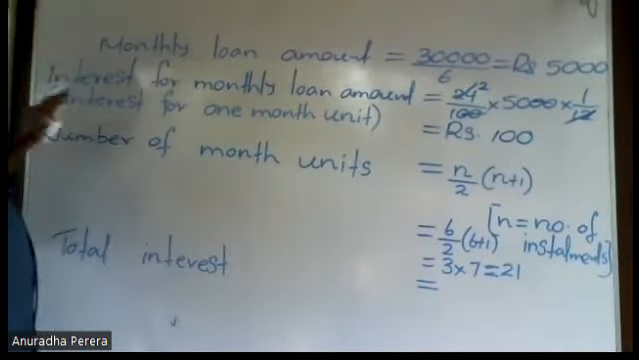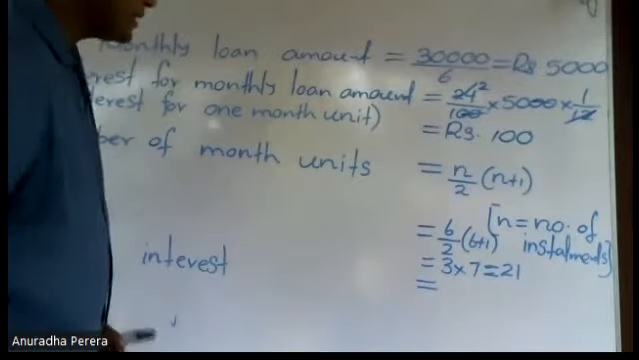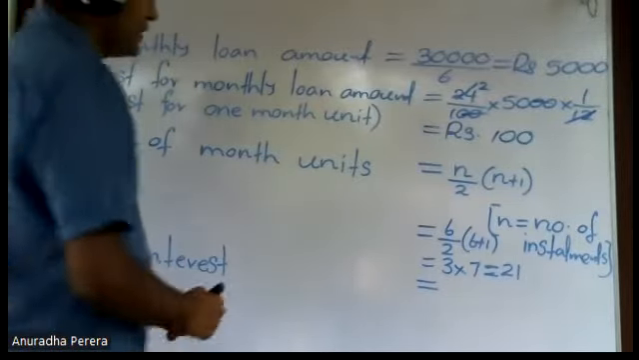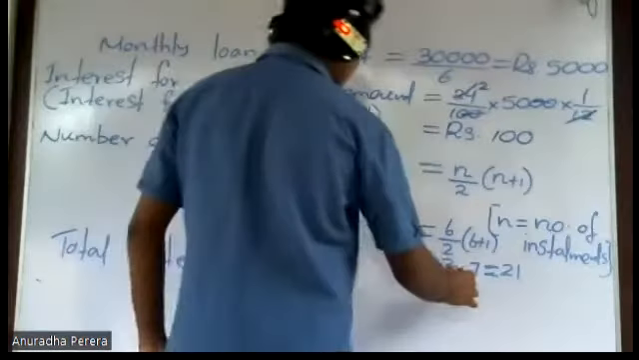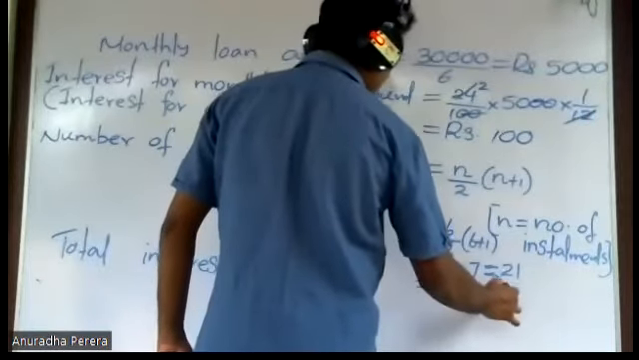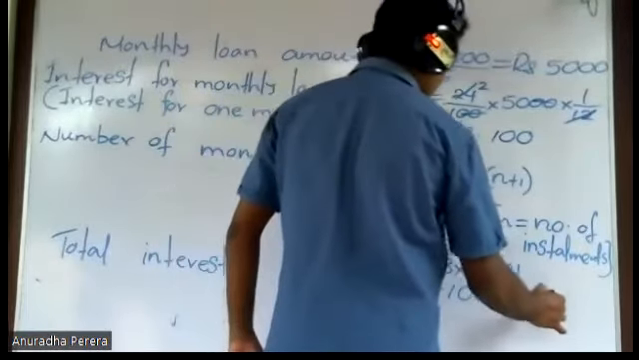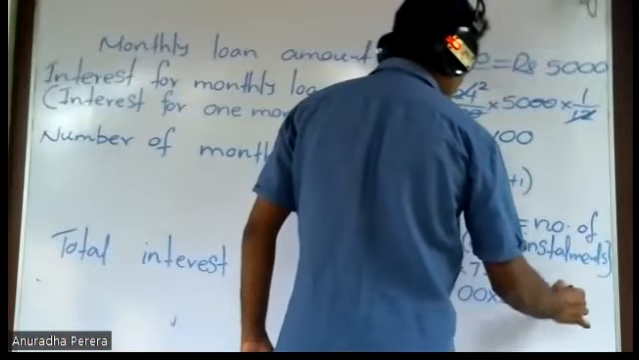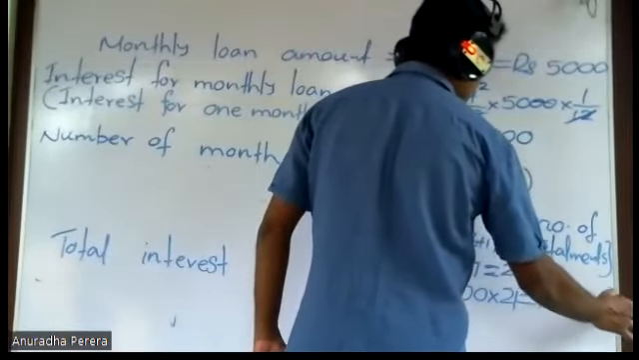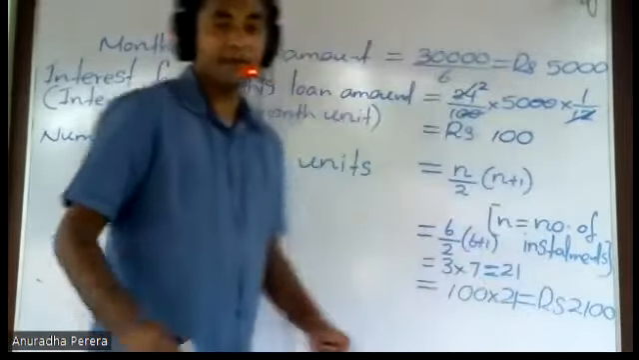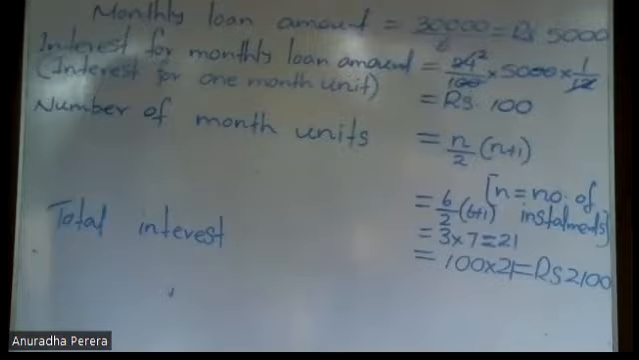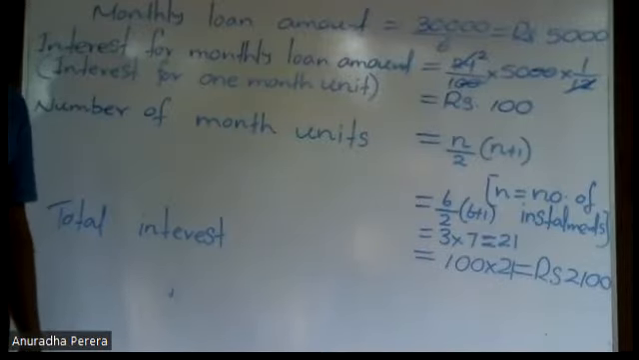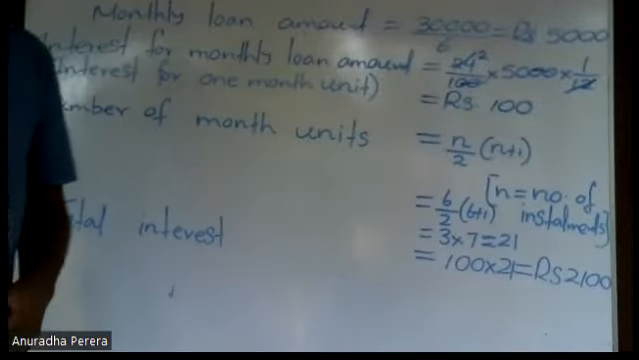Right? Then we can determine the total interest. To find it, multiply interest for 1 month unit, which is 100, and number of month units, which is 21. Then the total interest is 2,100. Yes, we obtained this answer. We got this answer in the earlier case too, 2,100.